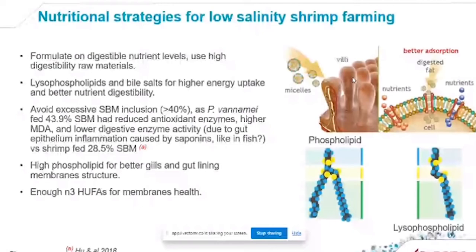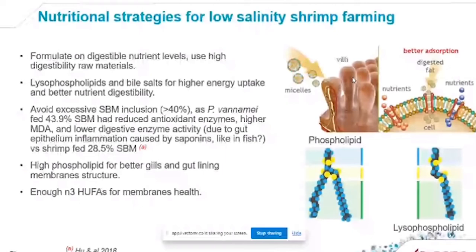We would tend to recommend using less inclusion of soybean, not exceeding 40%, because a study showed that when you fed Vannamei with almost 44% soybean meal, they had reduced antioxidant enzymes, higher malondialdehyde levels, and lower digestive enzyme activity compared to 5% soybean meal, and that may be due to the inflammation caused by saponin, which has been observed in other species.